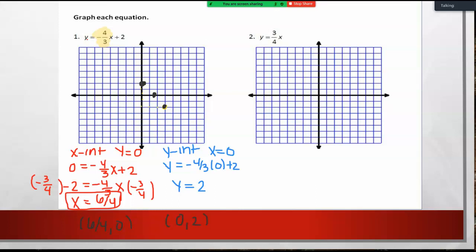So there's my x-intercept too. When you graph a line, make sure you always have arrows pointing in opposing directions, because the domain and range of a line is always all reals.